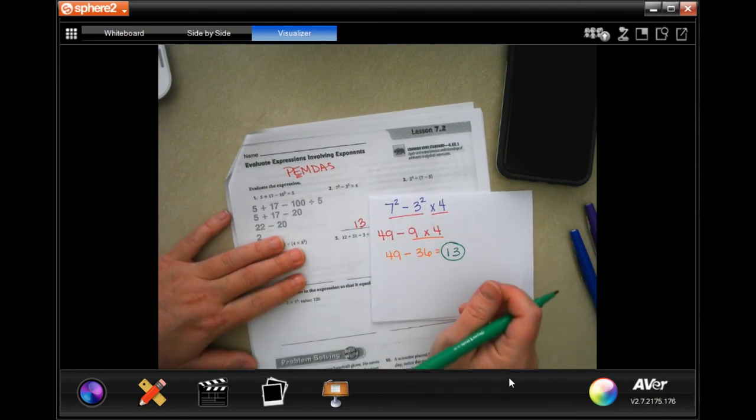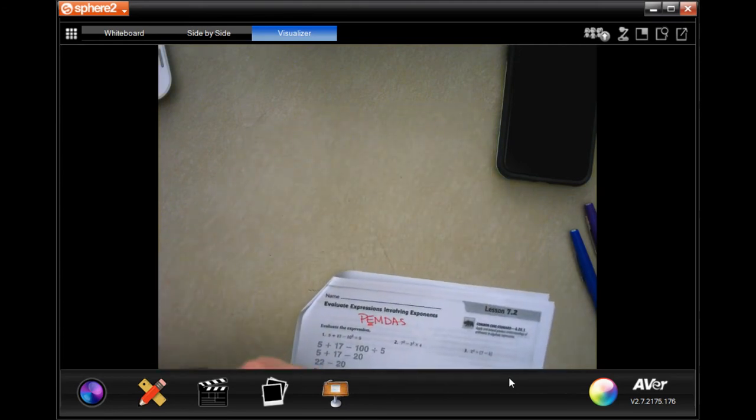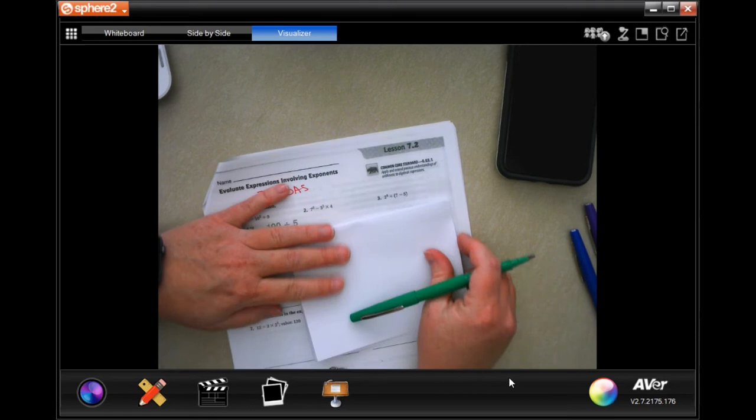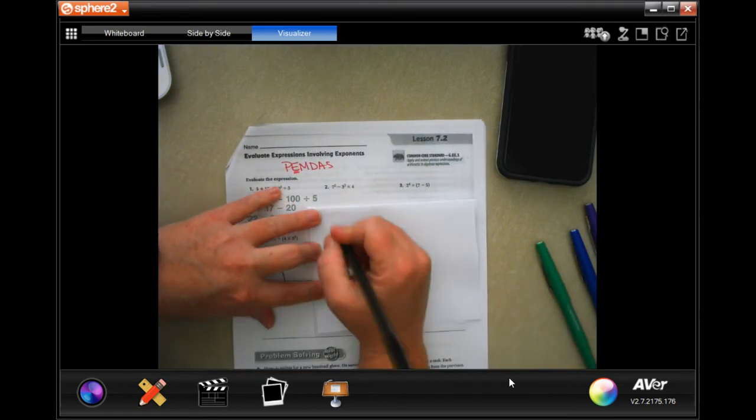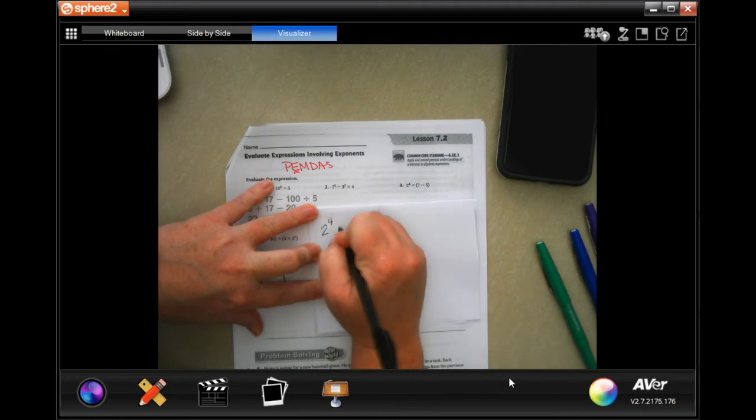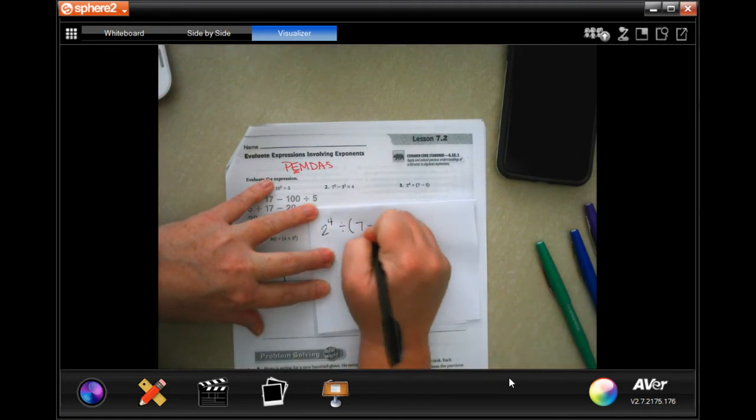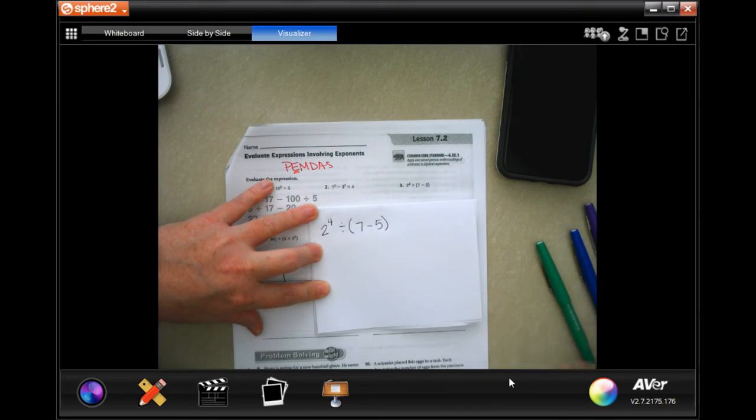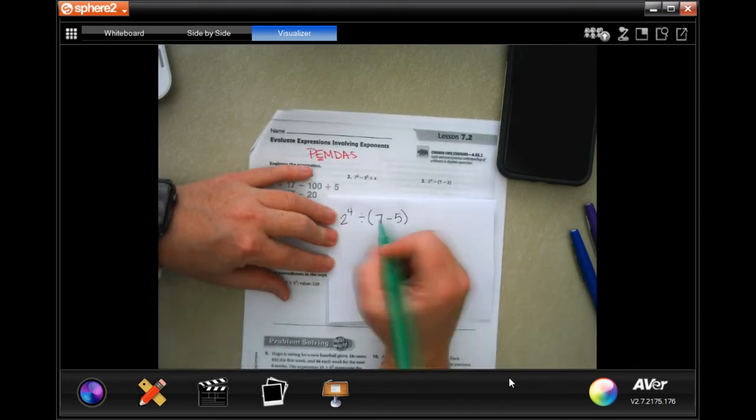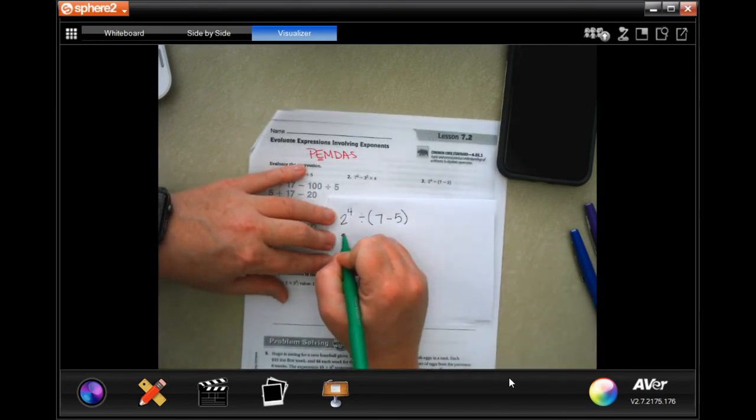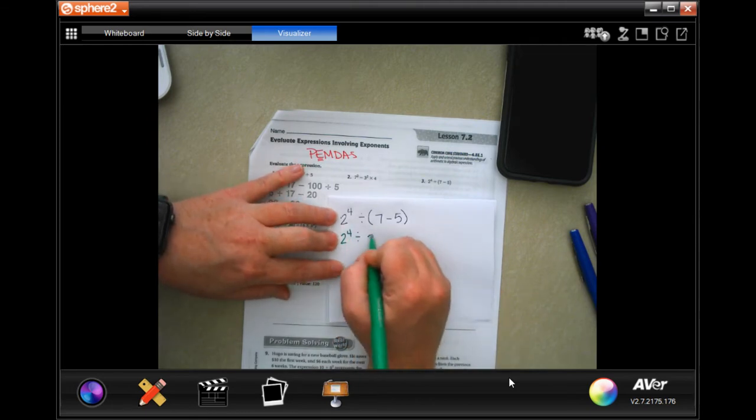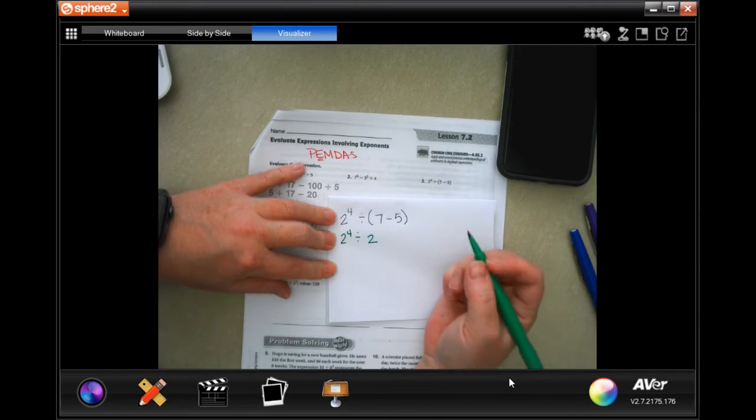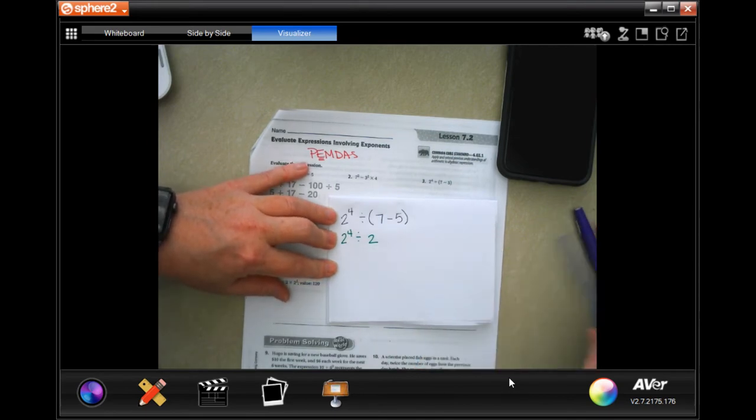All right. Now we are going to do number 3 together. In this one I do have exponents. So I'm going to go 2 to the 4th divided by 7 minus 5. Now I have parentheses. So I'm going to rewrite my 2 to the 4th and my divided by, and 7 minus 5 is 2. Okay, so now I've dealt with my parentheses.